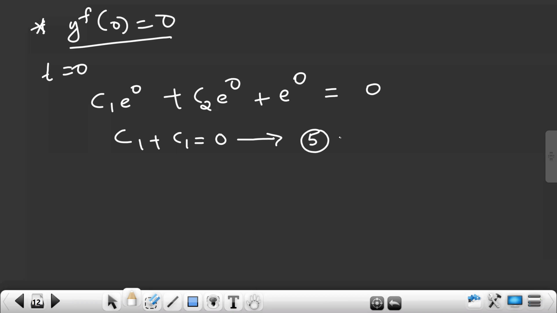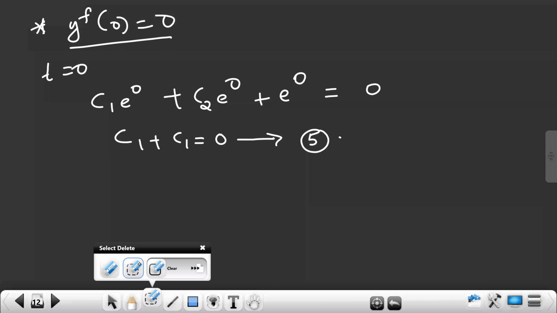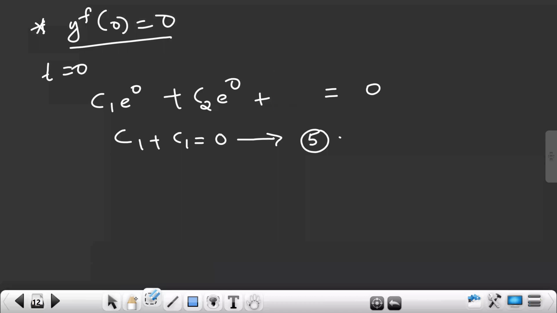With this, you can't solve. So it should be -1, no, sir. Yeah, e to the power 0 is 1. Correct. E to the power 0 is 1. So C1 plus C2 is equal to -1.